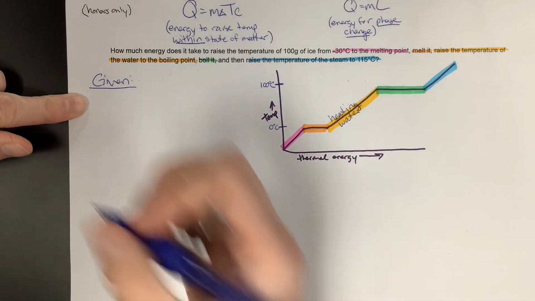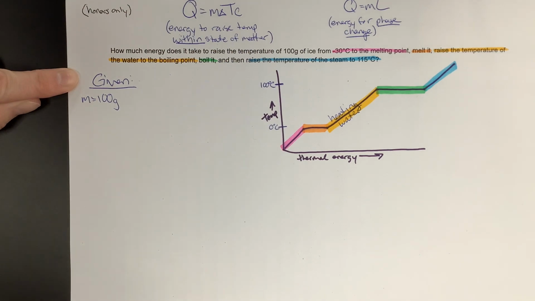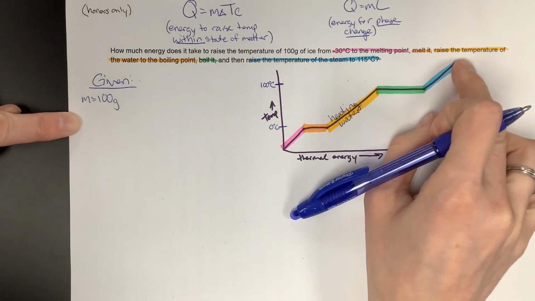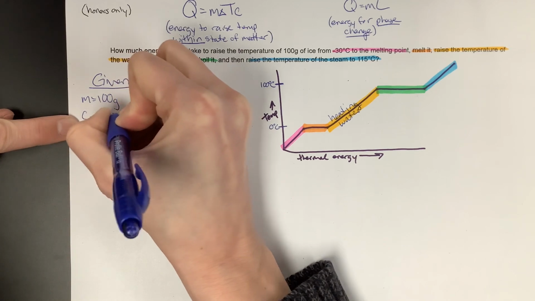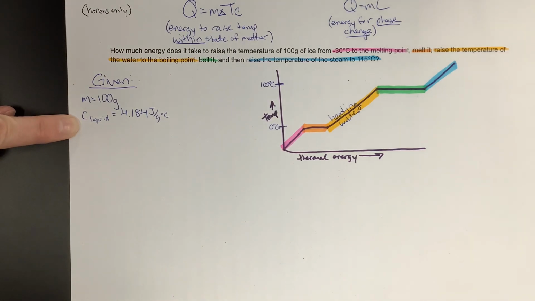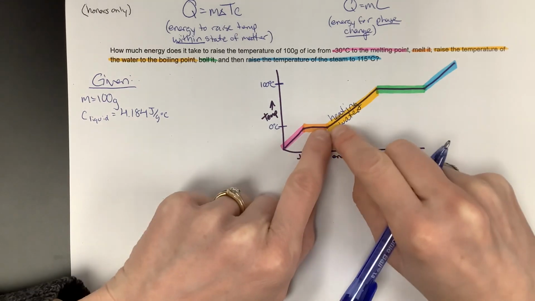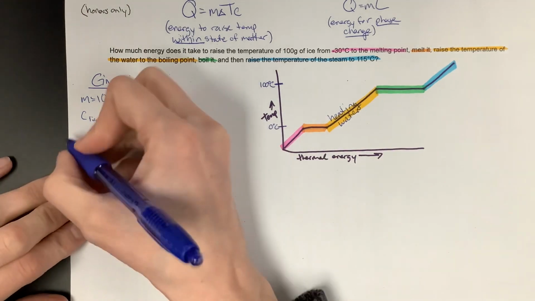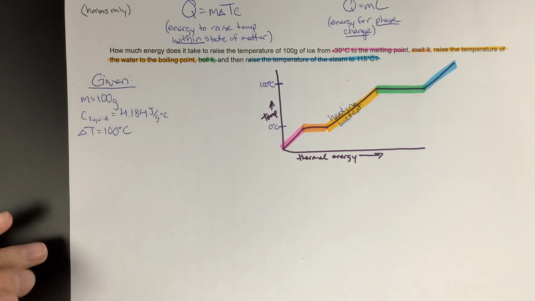As far as my givens, I know my mass is 100 grams, and it's going to be 100 grams for the entire problem. My mass isn't changing. Starting with 100 grams all the way through. I also know the specific heat of my liquid water is 4.184 joules per gram degree Celsius. And my change in temp for this section goes all the way from as soon as it melted to the point it boils. So from 0 to 100, my change in temp is 100 degrees Celsius, and it's positive because it's being heated.